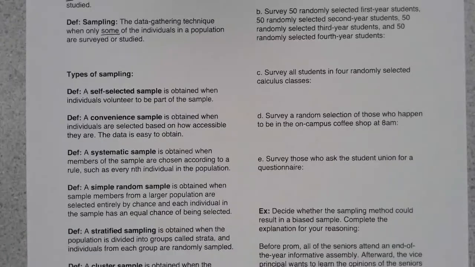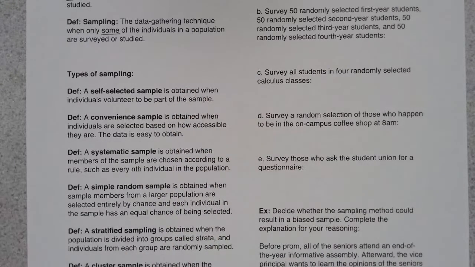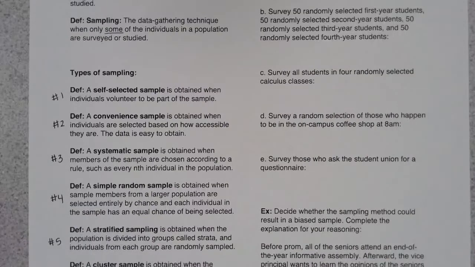When it comes to collecting data, there are 6 different types of sampling methods that you can participate in. And so it might help to go through these ones right here and number them 1 through 6. In the first part of the notes today, we're going to discuss each of the definitions for these 6 different sampling methods.